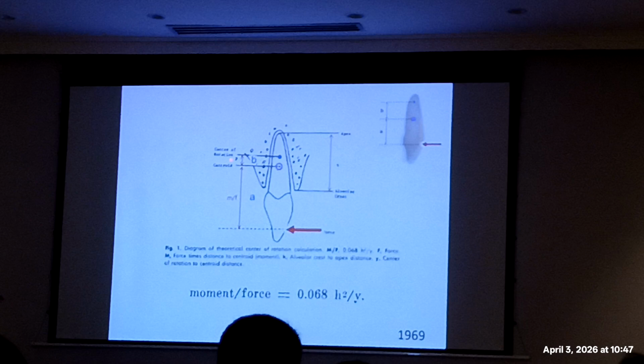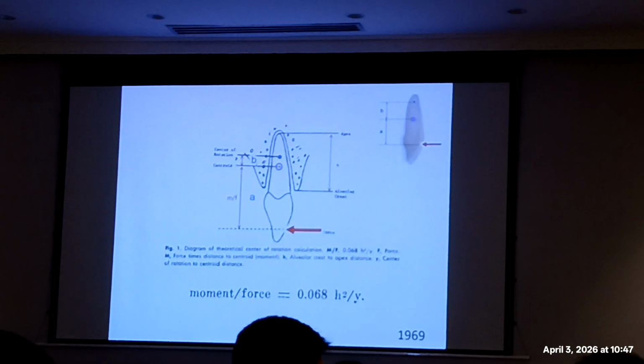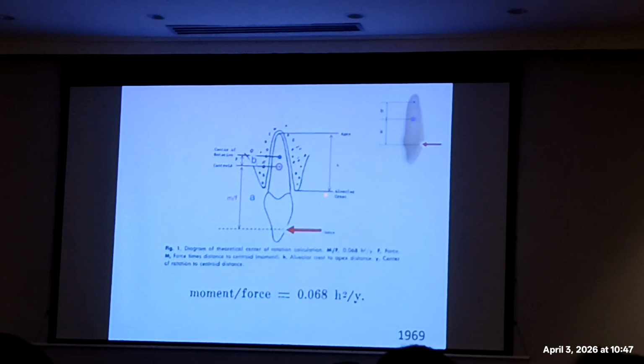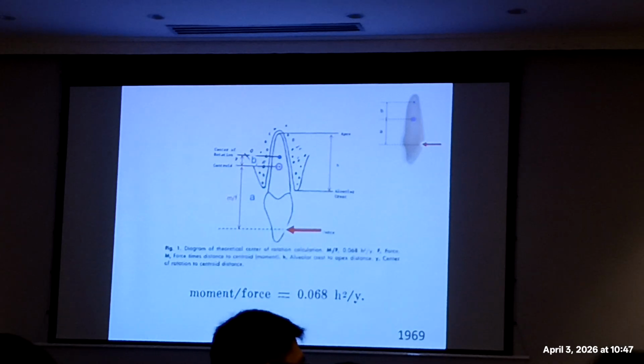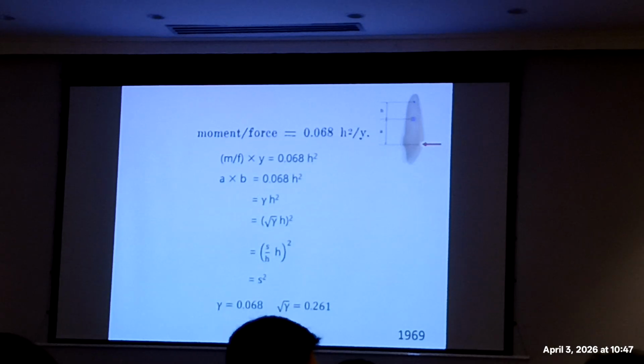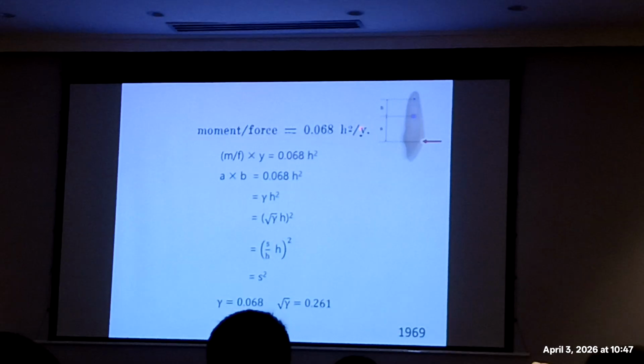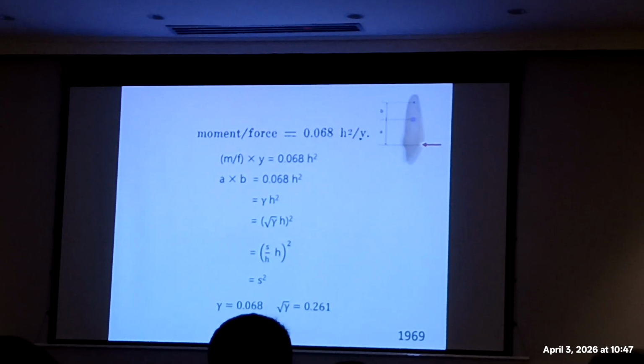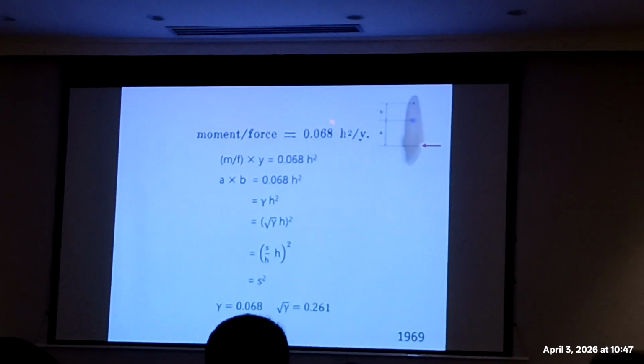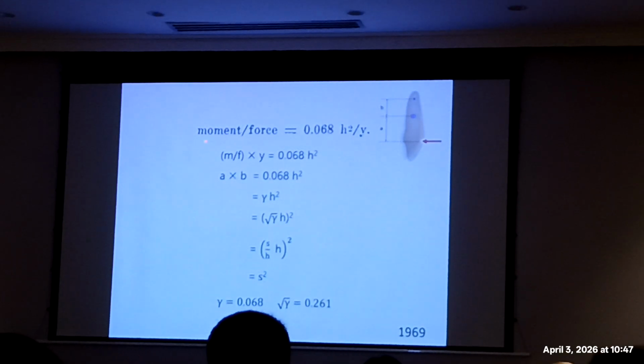And this is B. He depicted it as Y. Y is B, they are the same. And this is H, which is the length of the root. I was not about to tell you the numbers, but it's very interesting here. Since Y is at the denominator, we can multiply by Y on each side. So the moment to force ratio times Y equals 0.068 h squared, right?